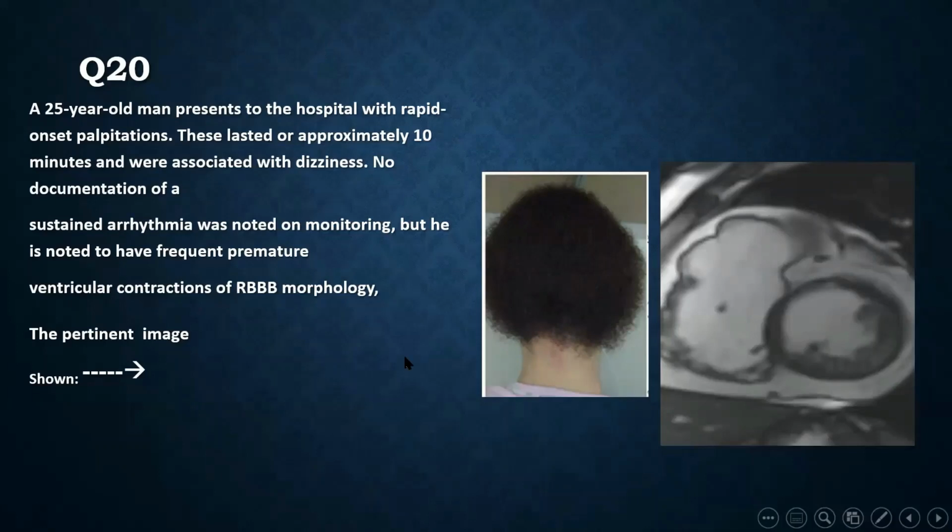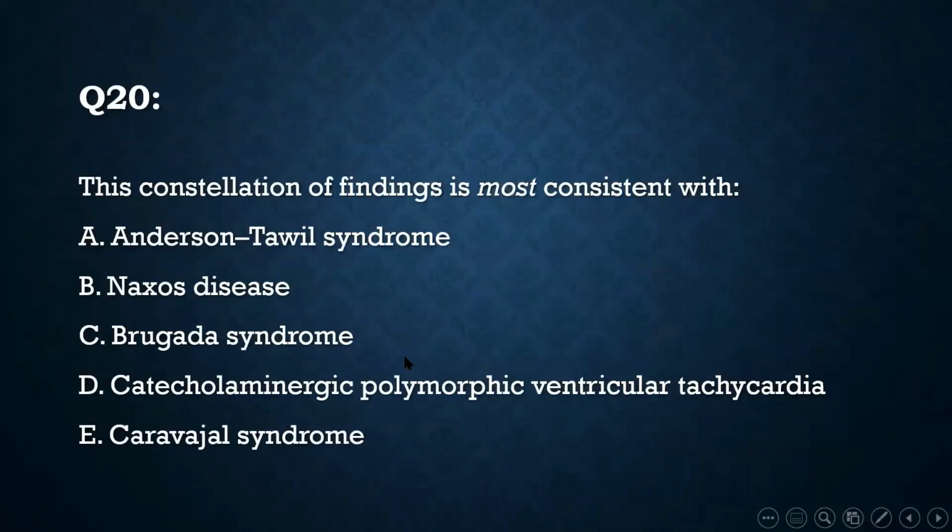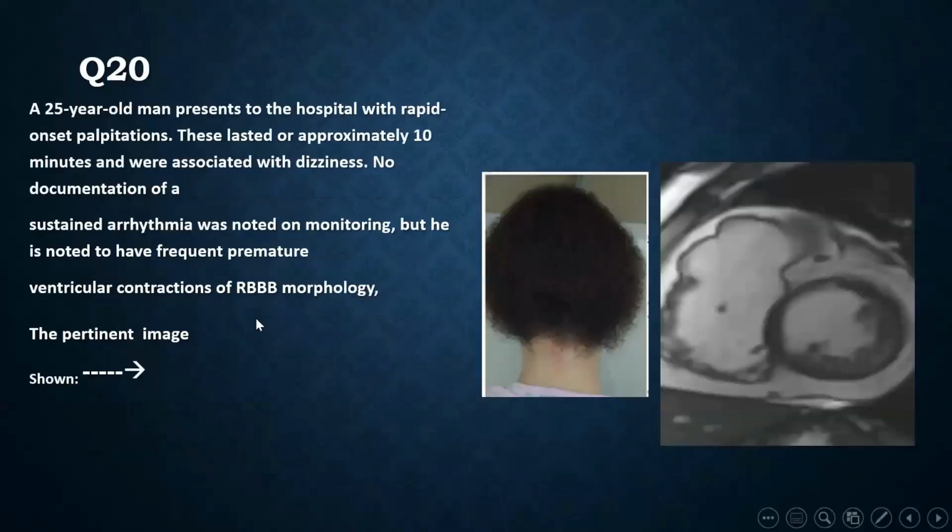Ventricle. Okay, we'll show you the options. These are the options. This constellation of findings is most consistent with Anderson-Tawil syndrome, Naxos, Brugada, CPVT, or Carvajal. So let us go back to the question. The ventricular contraction is of left bundle branch morphology, not right bundle branch morphology.